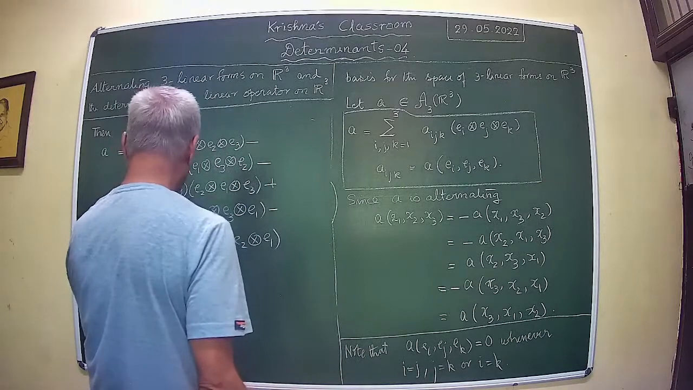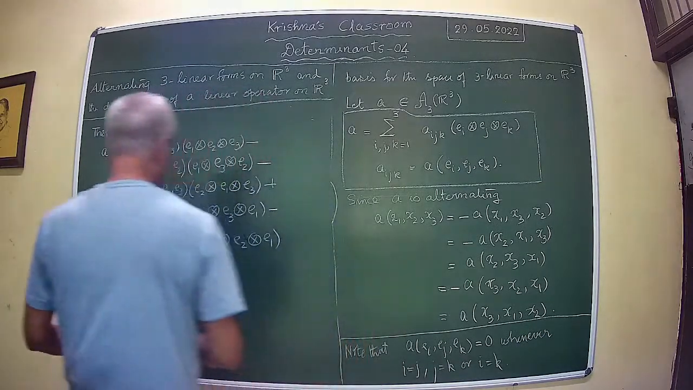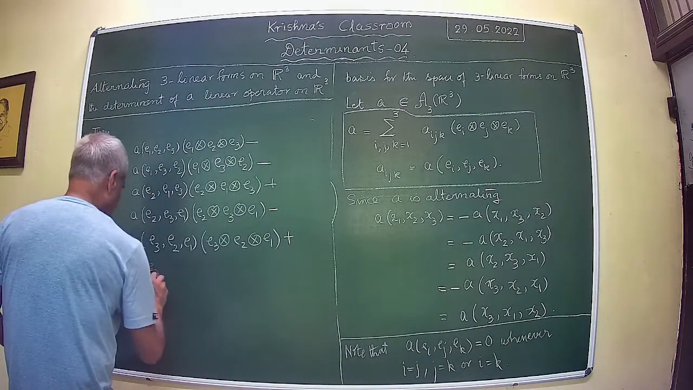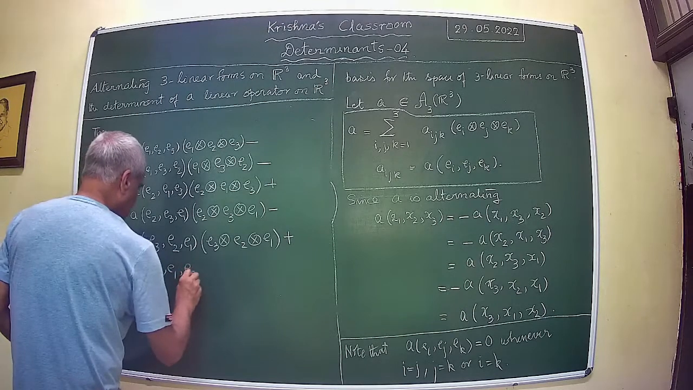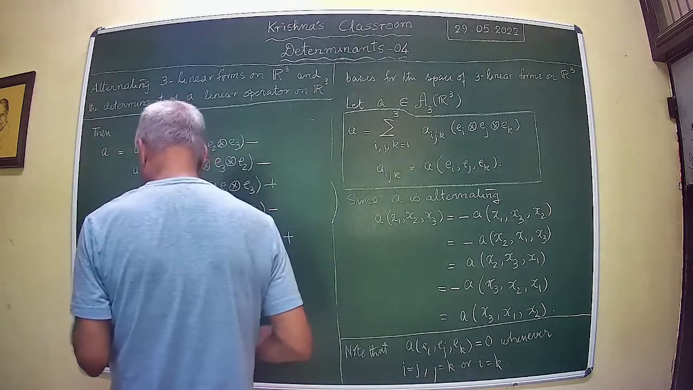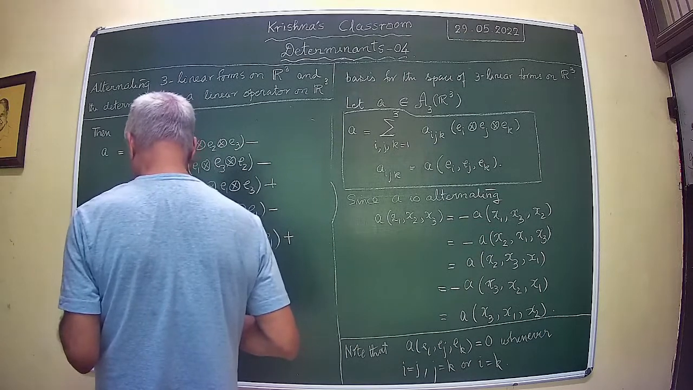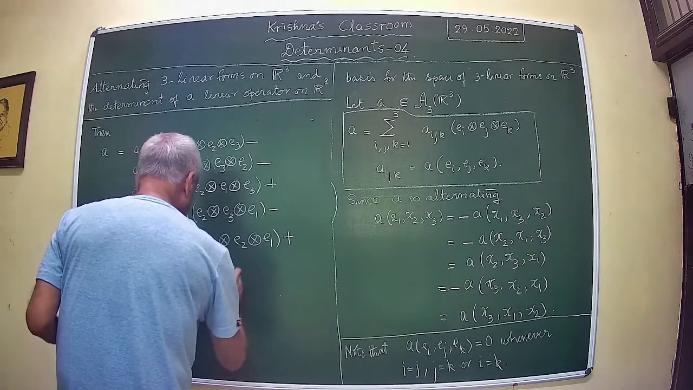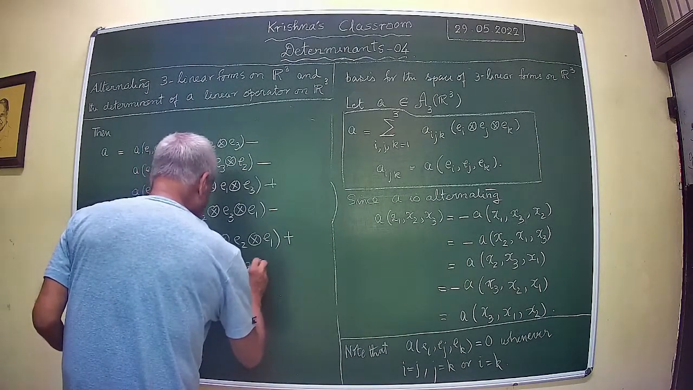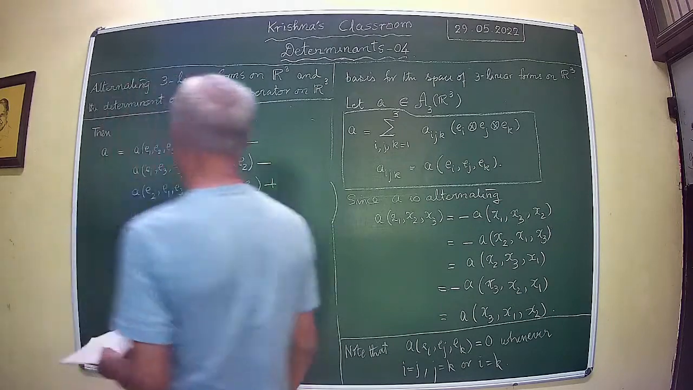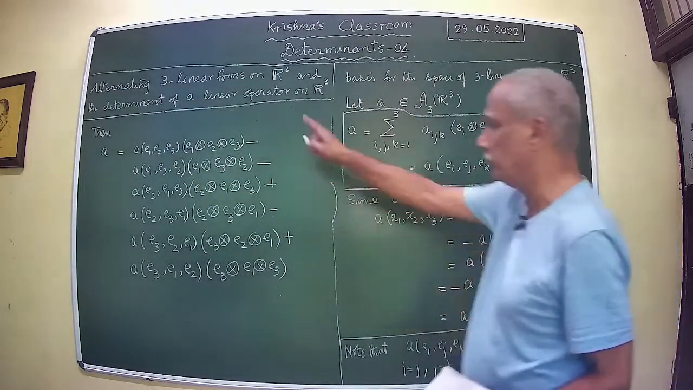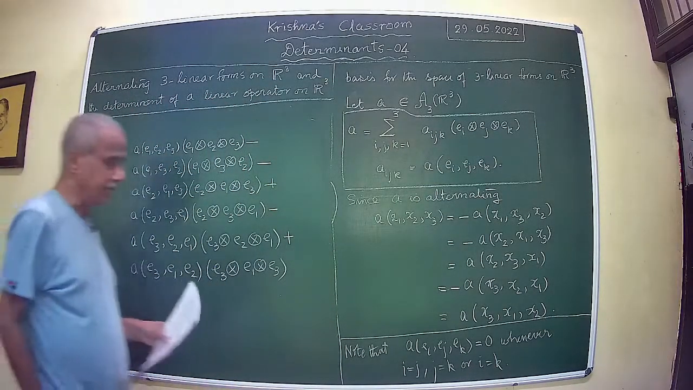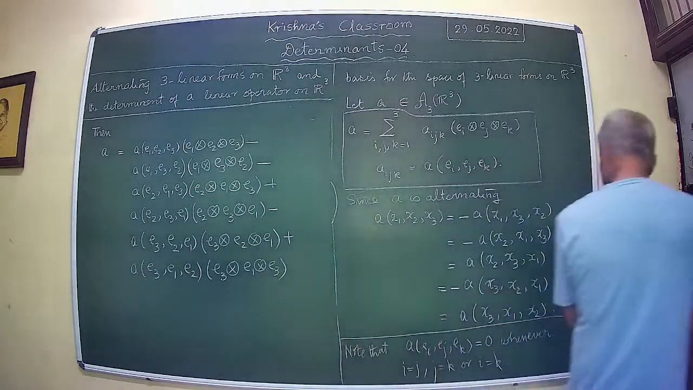Keep E2 the same and interchange E1 and E3, and then you have the term A of E1, E2. This is what you get. So A turns out to be this. But then again, we have not completely exploited the alternating nature of A.